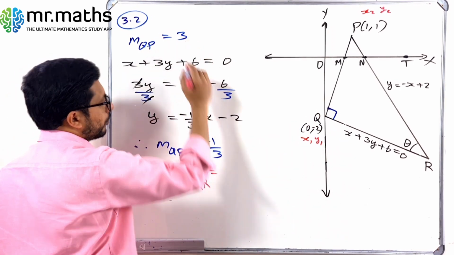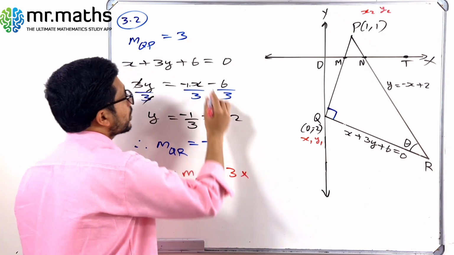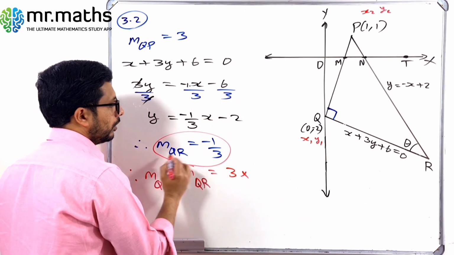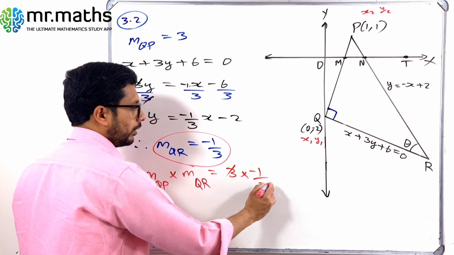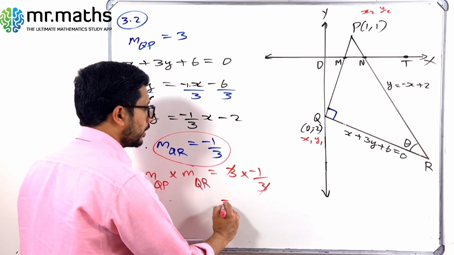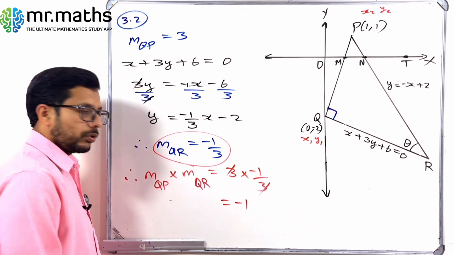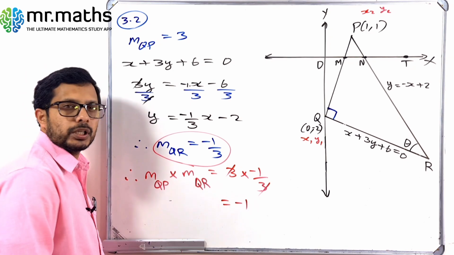What is the gradient of QP? 3, times the gradient of QR. What is it? It is minus 1 over 3. So here you can see 3 and 3 cancel. So what is the answer? Minus 1. So the product of the gradients we got as minus 1.